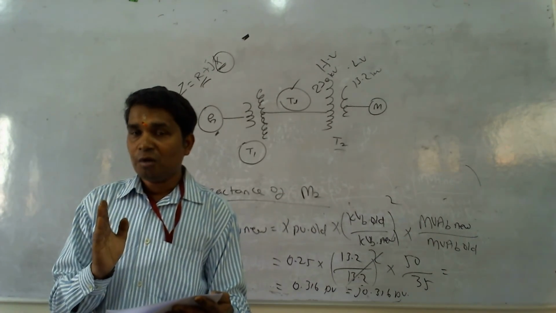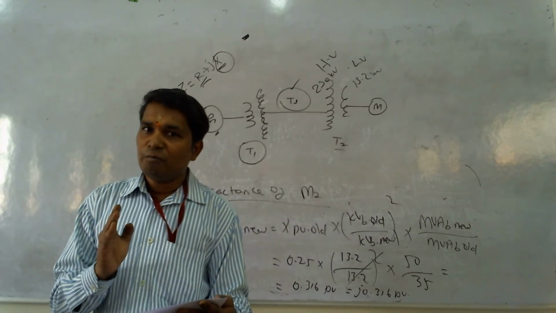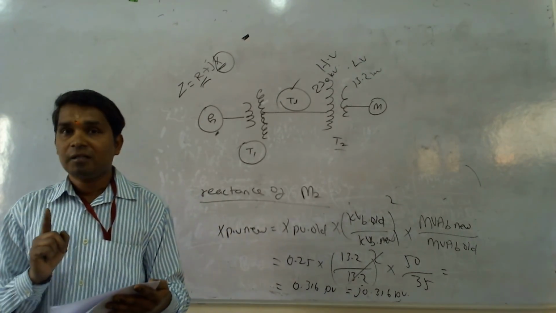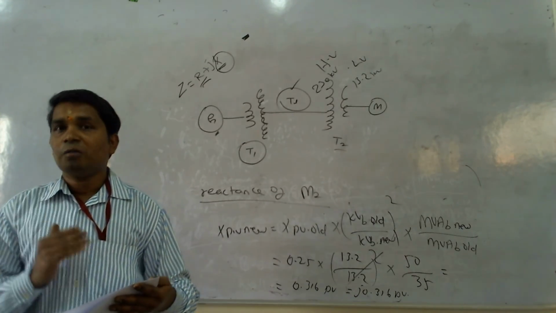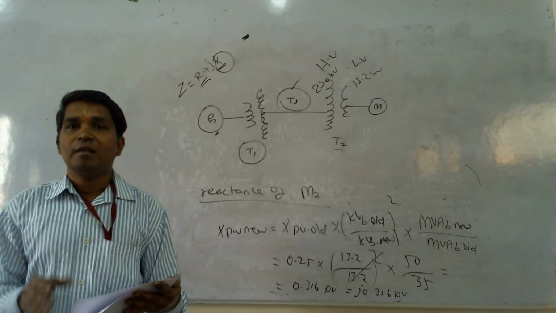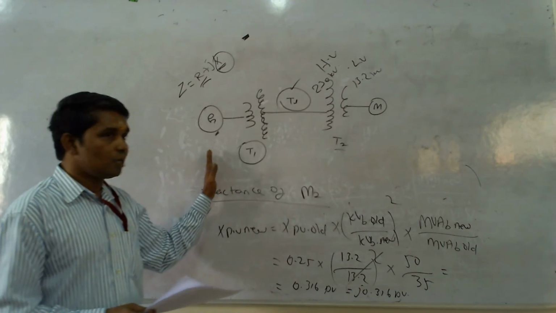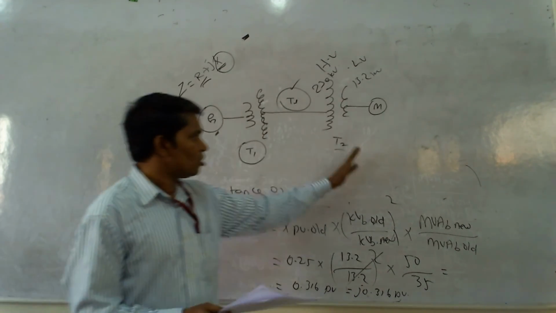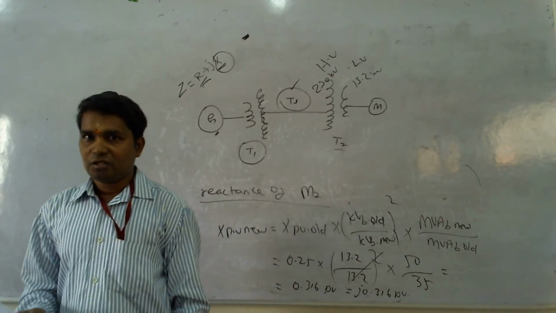So the megavolt ampere base new value will be used for the entire system, only one value, but the kilovolt base new values will be calculated for every section separately, right, because each and every section has a different voltage.